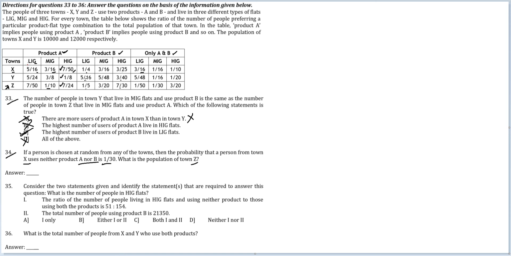How you will do that is LIG here minus this number. 5 by 16 plus 1 by 4 minus 3 by 16. Because this 3 by 16 is present in both these groups already. So you get 5 by 16 plus 4 by 16 minus 3 by 16. So from LIG in X, you get 6 by 16. Let's do the same thing for MIG. 3 by 16, 3 by 16, 1 by 16. So straight away you get 5 by 16.